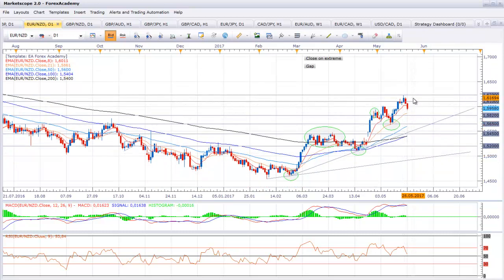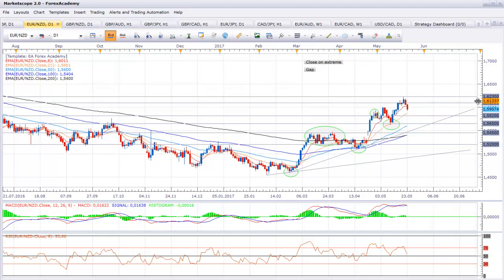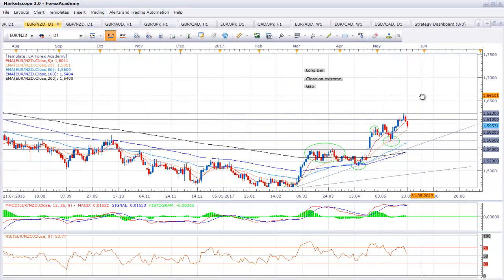So if we want to see an impulsive break of 162.30, we would like to see a long bar passing through this line, and that this bar will close on extreme. I'm talking here about the daily. Of course, on a lower time frame it's the same thing. If you are trading on H1, M15 or even more scalping time frames, M5 and M1, it's the same thing. To have a level broken, we need a close on extreme and a long bar.